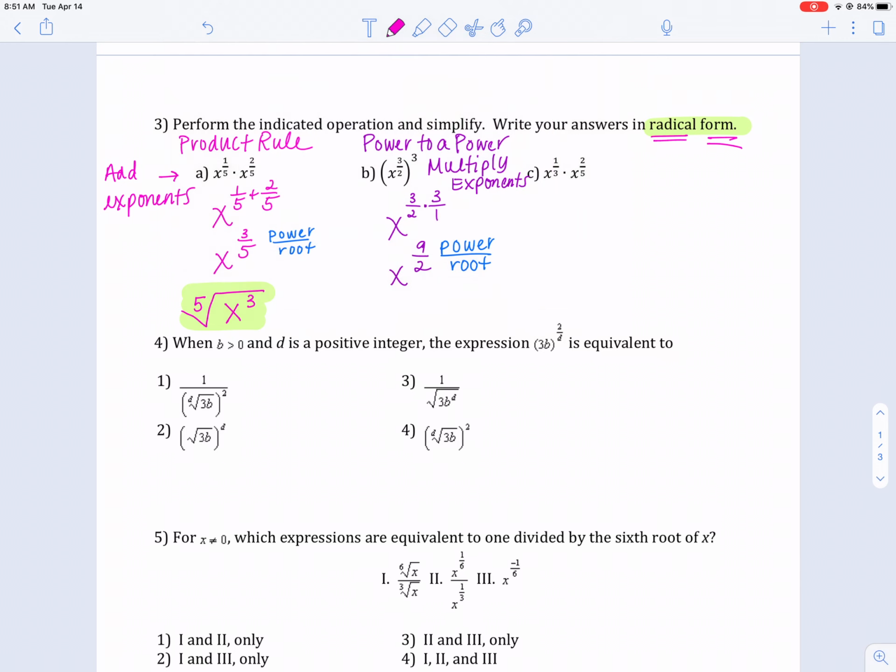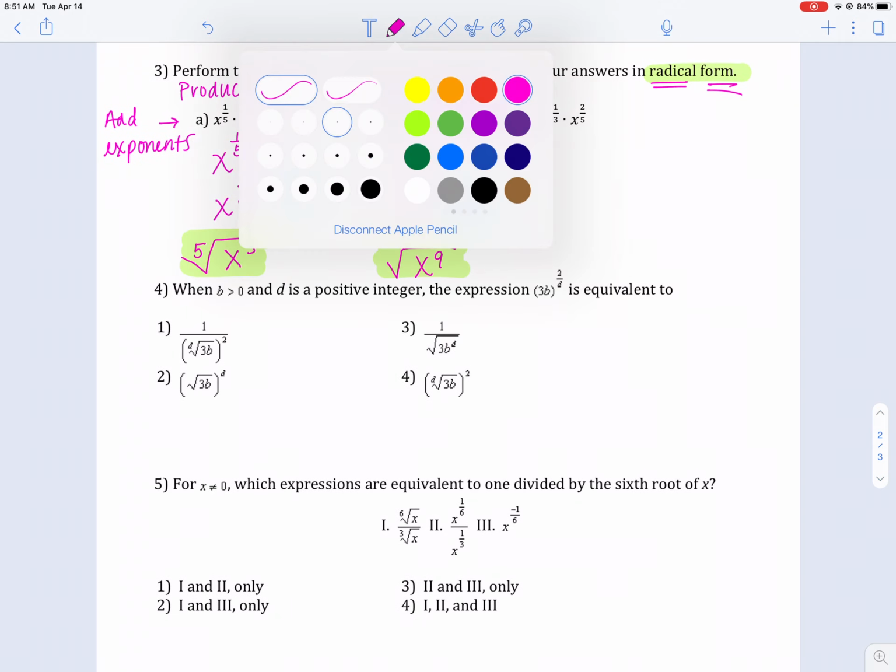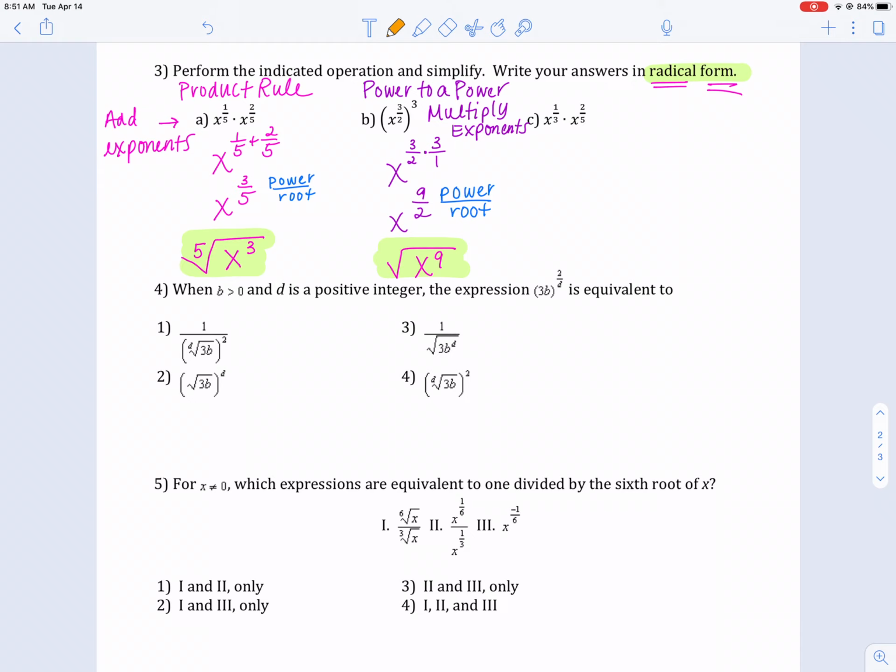Okay, now I'm not going to mark you wrong, but that means it's the square root of x to the 9th. So I am not going to show that little index of 2. We never do that. It's like we don't show an exponent of 1 or a coefficient of 1. Okay, so I'm going to leave letter C for you guys to try. Okay, let's go down a little bit tougher. Let's talk about letter B.